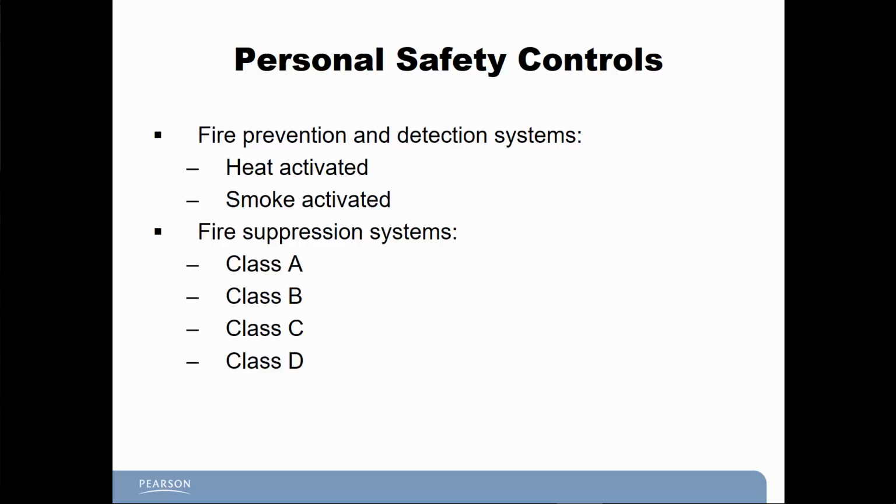We also have another one, Class K, and that's for cooking oils and fats. We suppress it by removal of the oxygen or water mist. Gotta be careful with the water mist because that's not the same as just straight water. Water will actually make the oil spread, but water mist may help remove the oxygen.